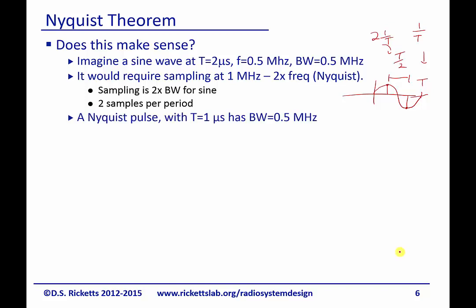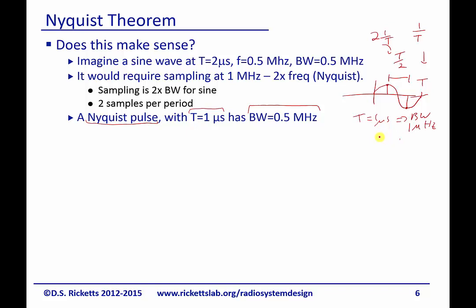Now a Nyquist pulse, let's say it has a period of 1 microsecond. It has a bandwidth of only a half a megahertz. So right off, we start to see that its period and its bandwidth differ by a factor of 2. We would expect a period of t equals 1 microsecond to give us a bandwidth of 1 megahertz. Now think a minute, why is it that it doesn't? Well, the key is that it's a Nyquist pulse, and we know that the bandwidth is 1/2 of the repetition rate.